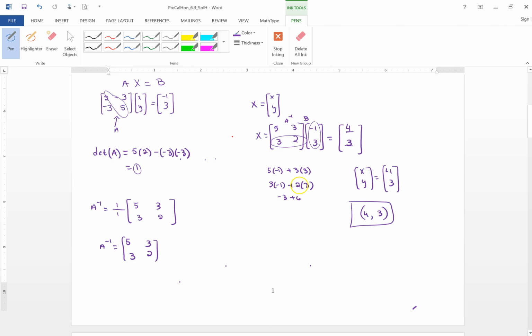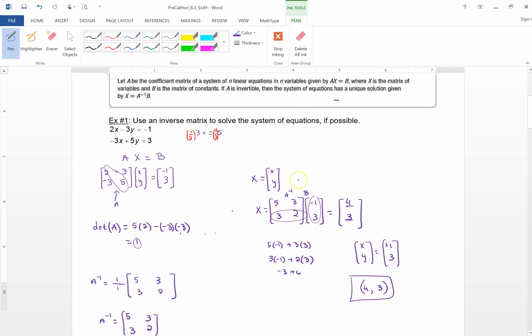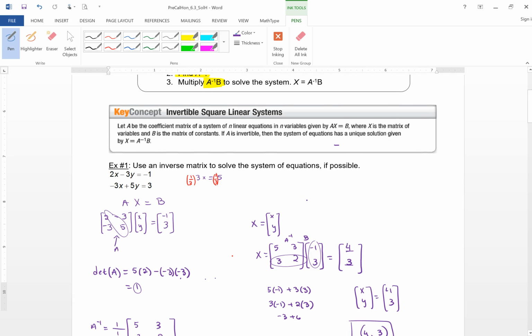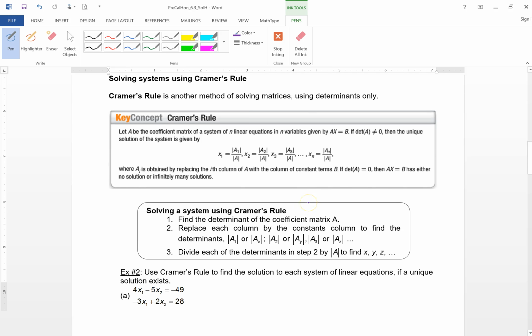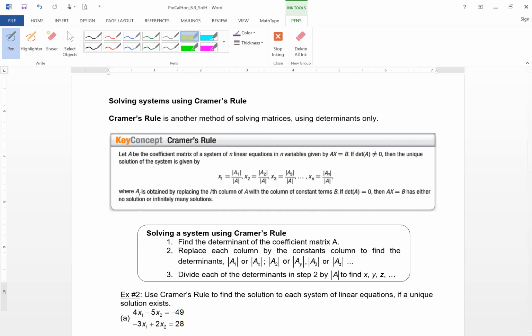All right, so we have Gaussian, Gauss-Jordan, solving by inverses. Next, solving using Cramer's rule. Who's Cramer? Cramer is another mathematician.